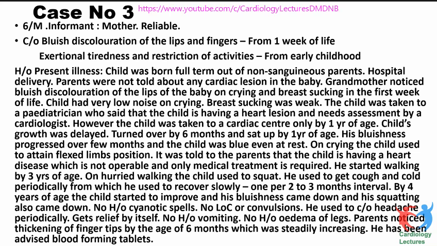By 4 years of age, the child started to improve, and his blueness came down, and his squatting also came down, sir. No history of cyanotic spells, no history of loss of consciousness or convulsions. He used to have complaints of headache periodically, gets relief by itself. No history of vomiting, no history of edema legs. Parents noticed thickening of the fingertips by 6 months of age, which was steadily increasing. He had been advised blood-forming tablets, sir.